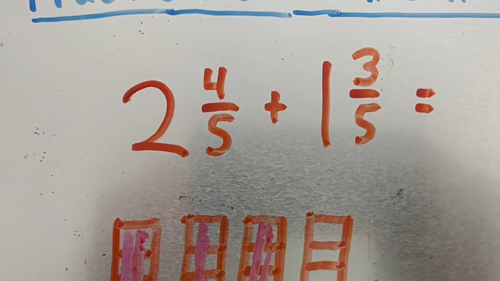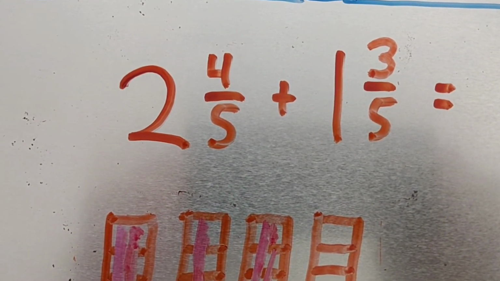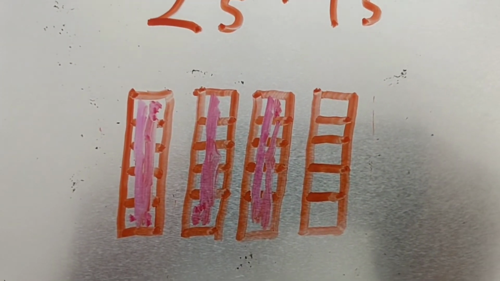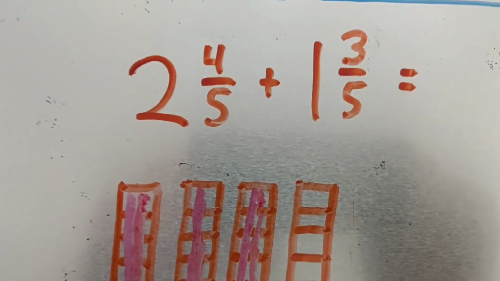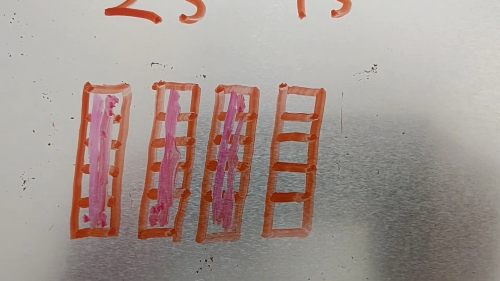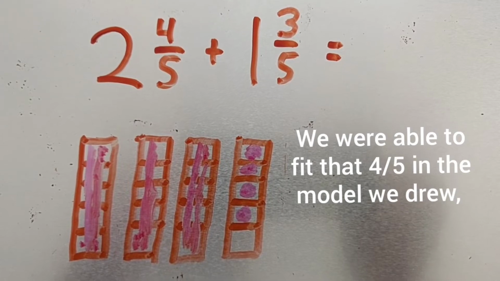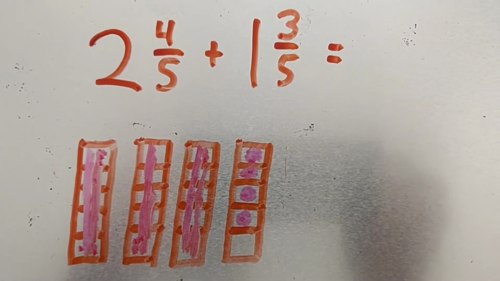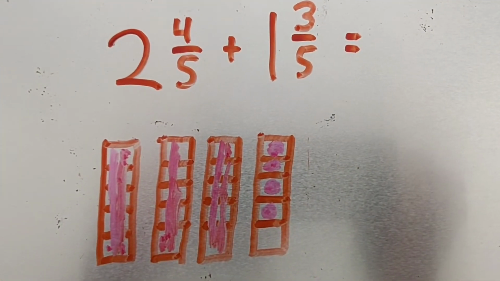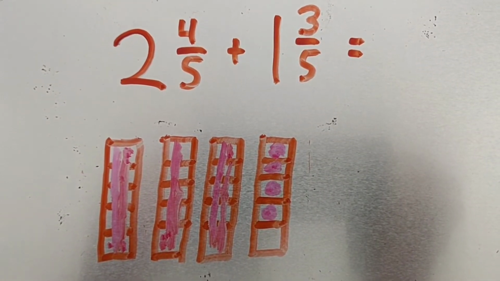But we're trying to, again, add in those 4/5 and the 3/5. So let's first add in the 4/5. How many parts do you think we need to shade in to add in those 4/5? So we're going to shade in 4 more parts. And we were able to fit that 4/5 in the model that we drew, but we still have to add in another 3/5. We haven't added that in yet, and I can see that I only have room for another 1/5. So I'm going to draw another model broken into 5 equal parts.